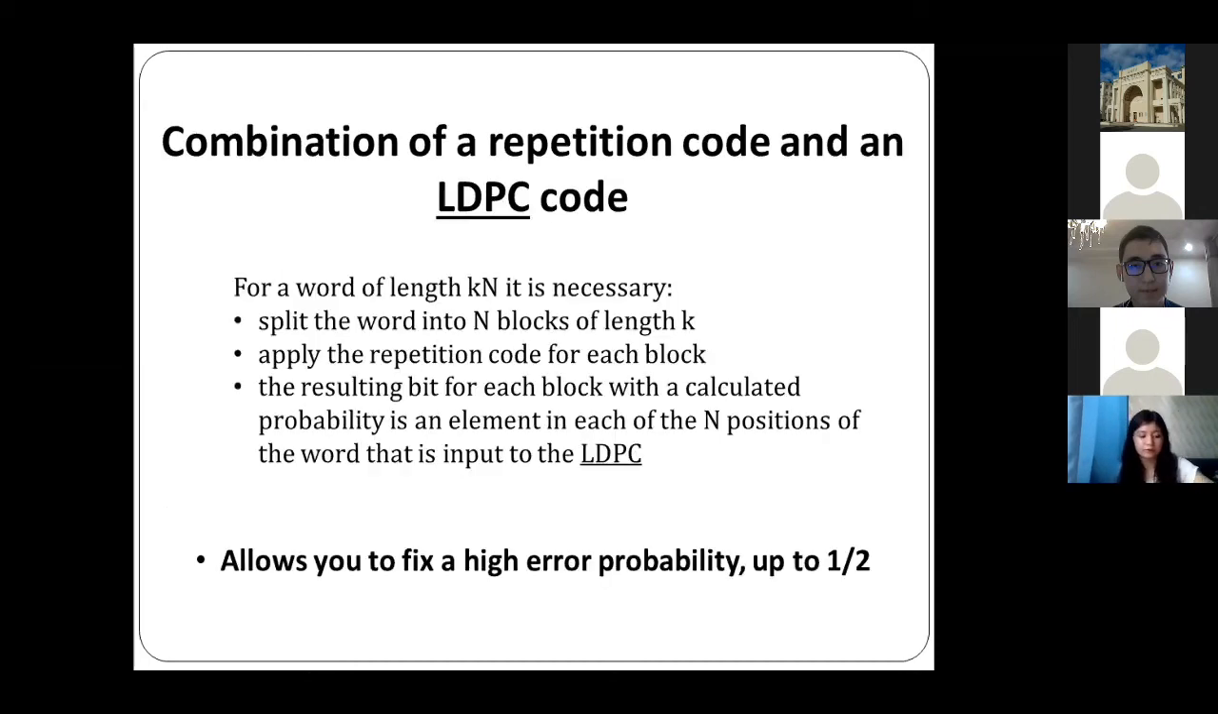And next, LDPC codes work effectively with error rates up to 11%. In order to effectively perform error correction with a high error probability, a combination of a repetition code and an LDPC code can be used. For a word of length Kn, it is necessary to split the word into n blocks of length K, then apply the repetition code to each block, and the resulting bit for each block with a calculated probability is an element in each of the n positions of the word that is input to the LDPC. This combination allows you to correct errors with a higher probability, up to half.